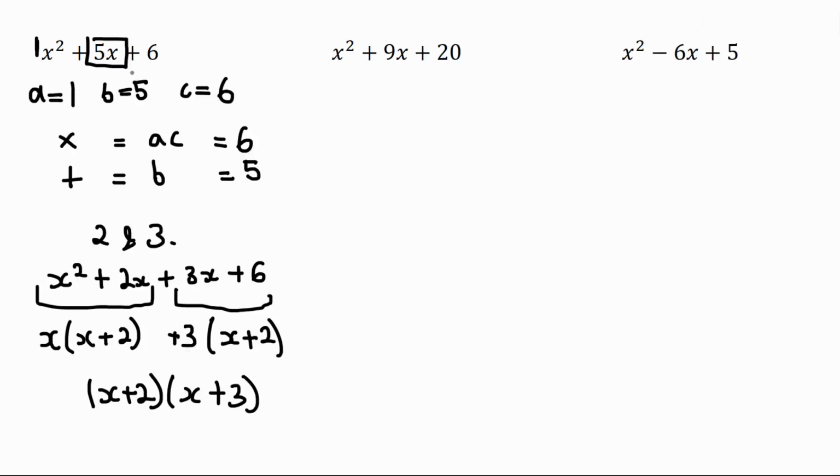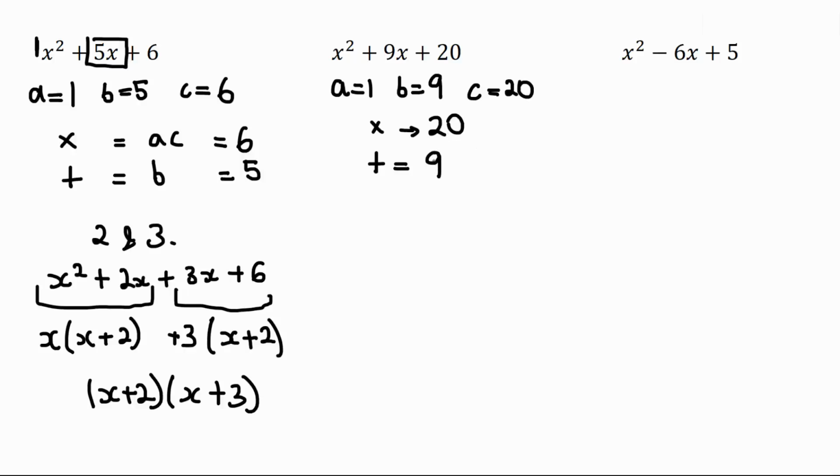And we've just solved this quadratic expression over here. So now let's go on to another example. In this case, a is also 1, b is equal to 9, and c is equal to 20. So again, which two numbers will multiply to give 1 times 20, which is 20, and add to give 9? Well, if we take 4 and 5 and we add them, we get 9. And if we multiply them, we also get 20.